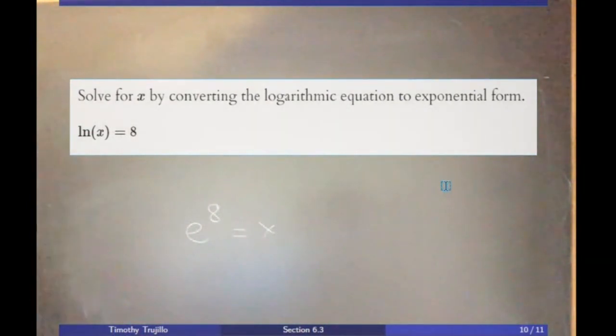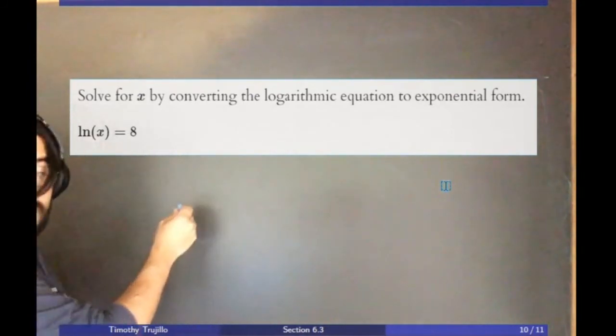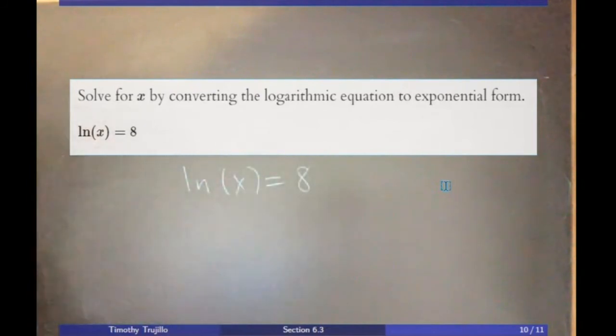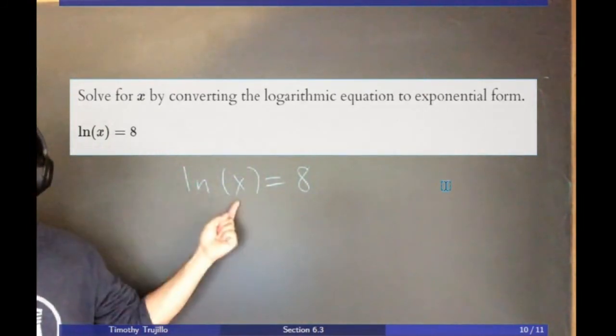But I want to show sort of an intermediate step in between that may help some people understand what we've done. So you can start out with that equation. Let me just erase this for a moment. You can start out with that equation, the natural log of x is equal to 8. And what you can do is imagine, well, if I could undo this natural log, I could get x on its own.